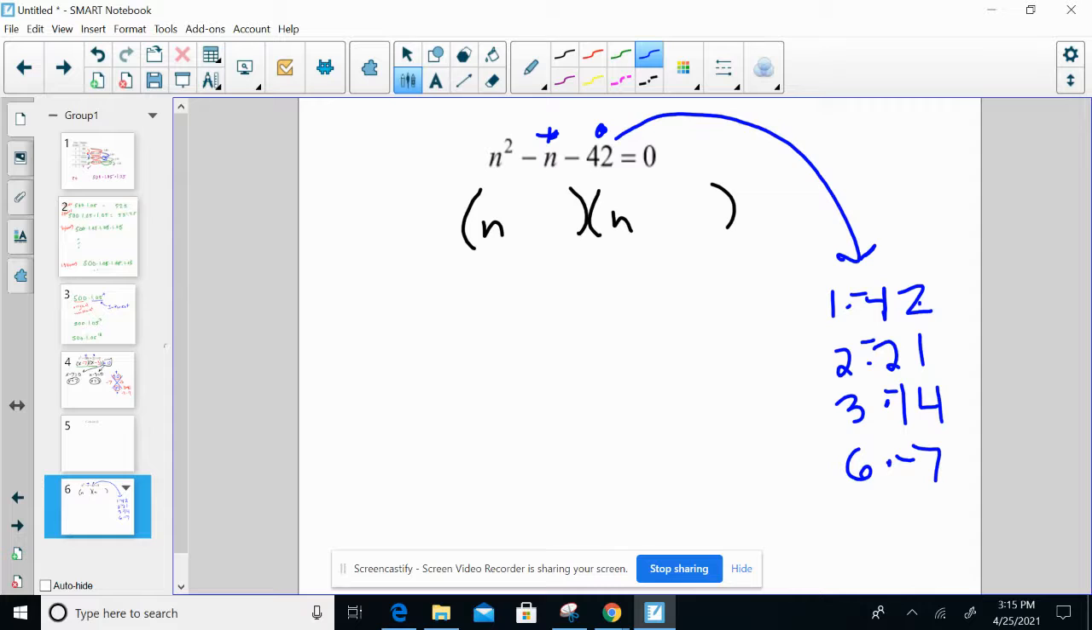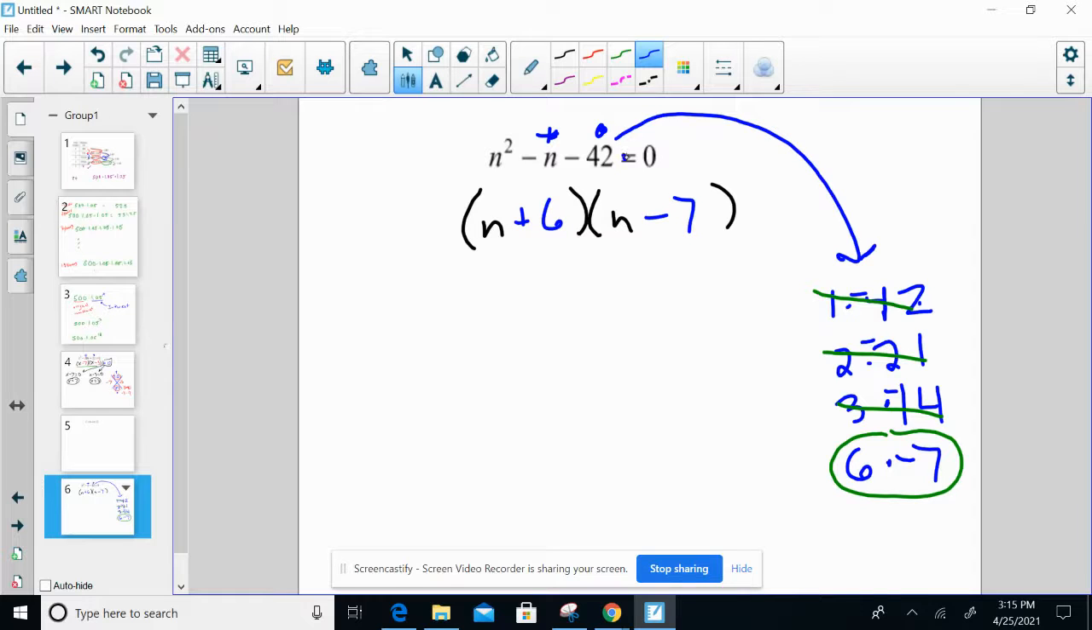Okay. And then you can grab a calculator and add these and just kind of cancel as you go. 1 and -42 definitely not going to add to -1. 2 and -21 still too far. Still too far. It's got to be this one. You can grab a calculator. You can see the difference between 6 and 7 is 1. So it's got to be that one. Okay, so we're going to put +6, -7. So we're all done factoring.